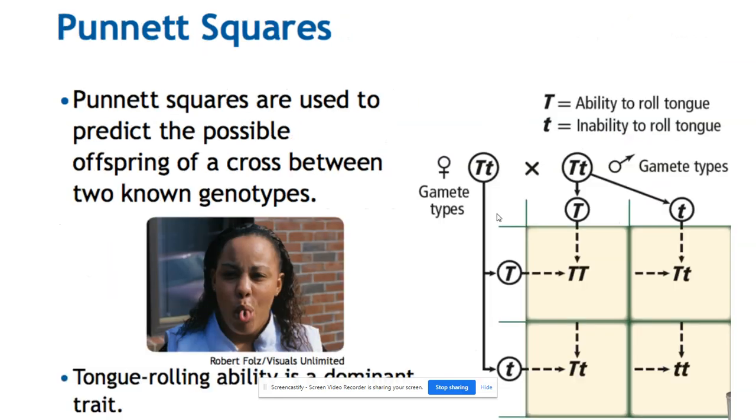So looking at our Punnett squares, we've already started practicing this, but we didn't get that far into it. Punnett squares are used to predict the possible offspring of a cross between 2 known genotypes.